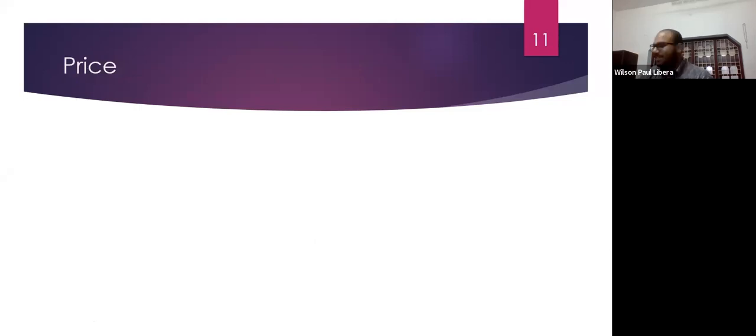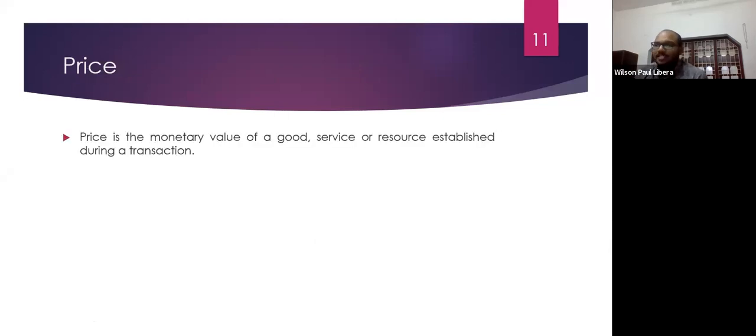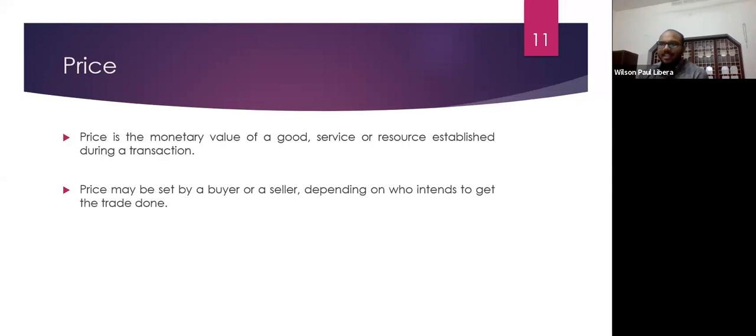So we've been talking about price a lot. Right from the start, we've been talking about price, but we haven't discussed price itself. So what is price? Price is the monetary value of a good, service, or resource established during a transaction. Okay, that is straightforward, so I'm not talking about that. Price may be set by a buyer or a seller depending on who intends to get the trade done.